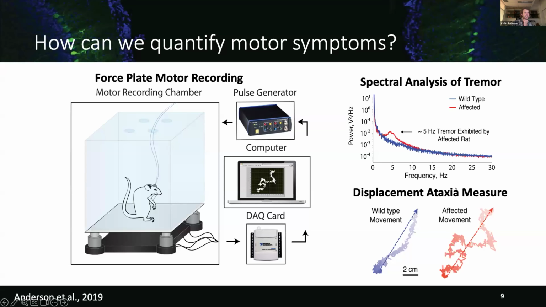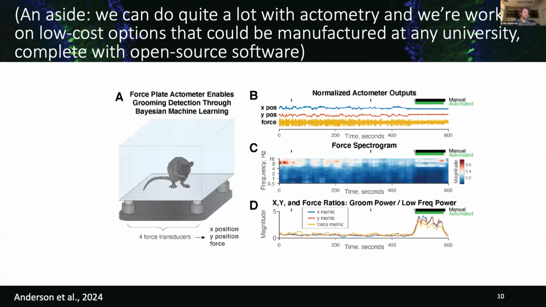In terms of measuring ataxia, what we did was we took all of the rapid movements that the animal would make and then automatically detected those. And then we quantified in all of these a ratio of the total distance traveled compared to the net displacement. So a higher number would mean more ataxia.